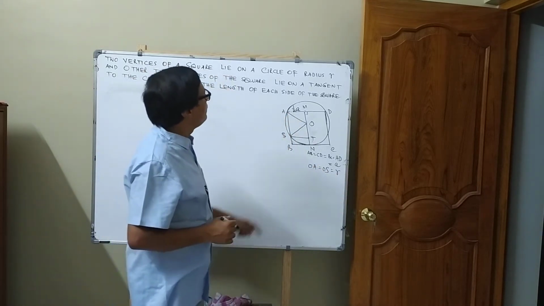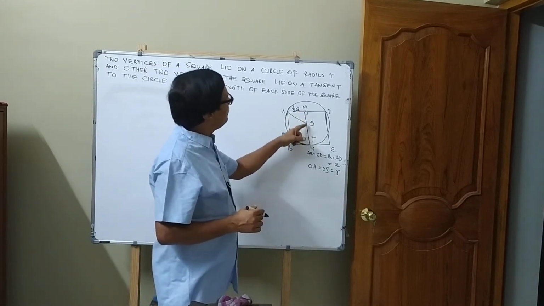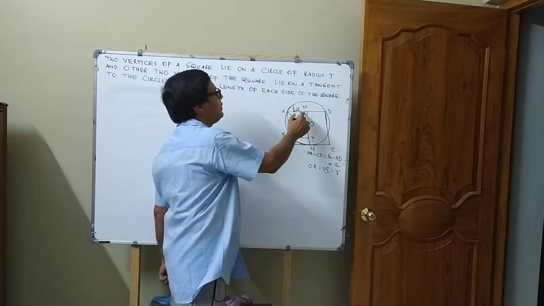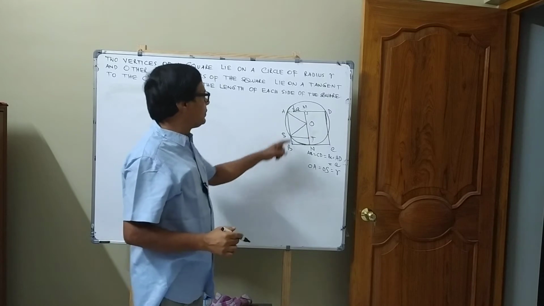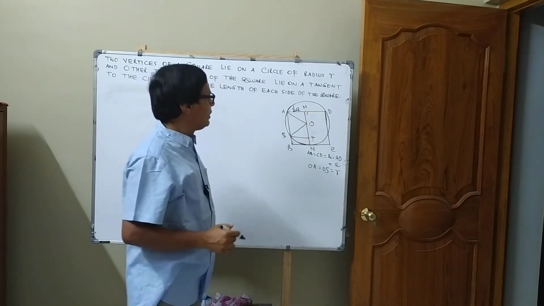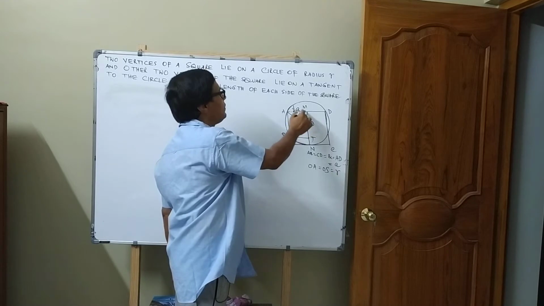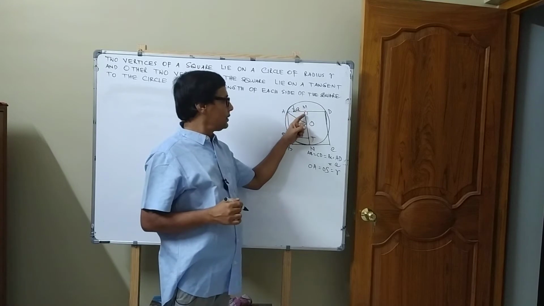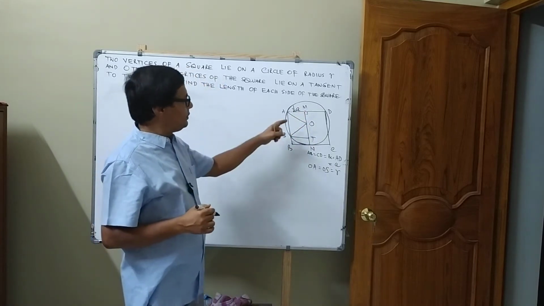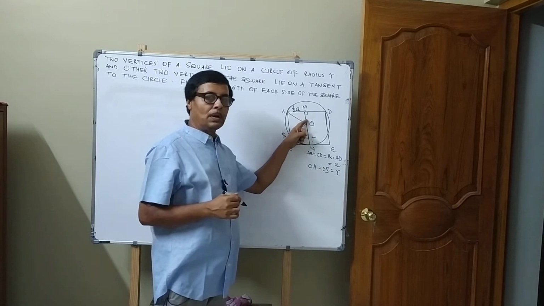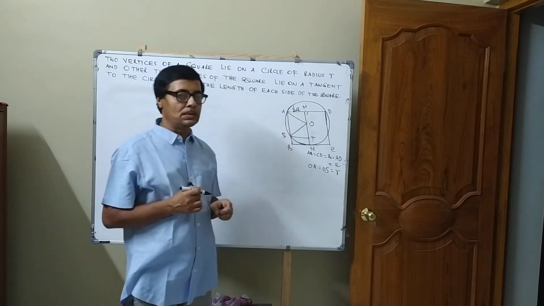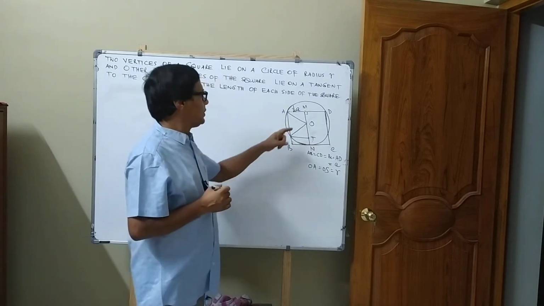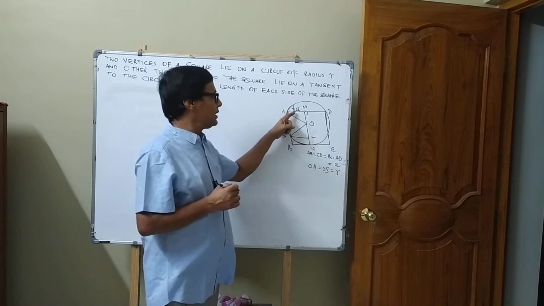We have also drawn a perpendicular OM, from the center of the circle to its chord AD. This perpendicular OM bisects the chord AD. We know from a theorem that any perpendicular drawn from the center of the circle to its chord bisects that chord. So OM bisects AD, that is AM equals MD.